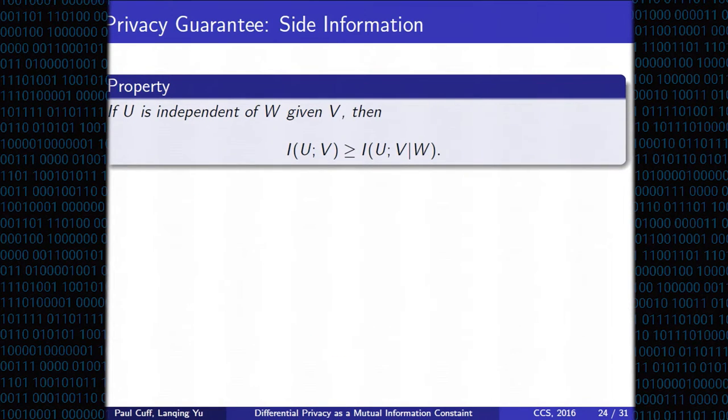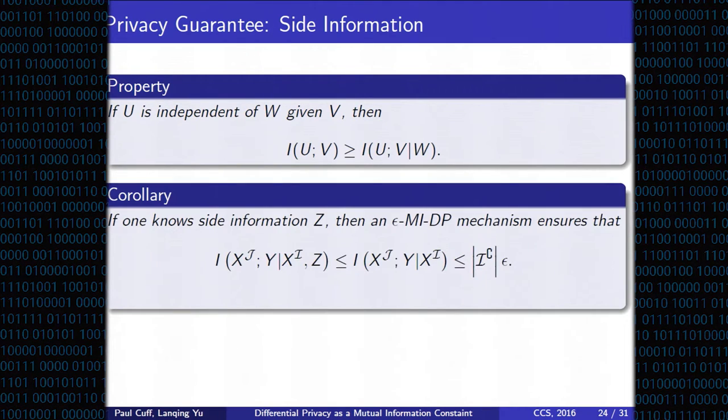And we have another direction. In this case, the conditional mutual information is smaller. It actually tells us that differential privacy protects against side information attack.